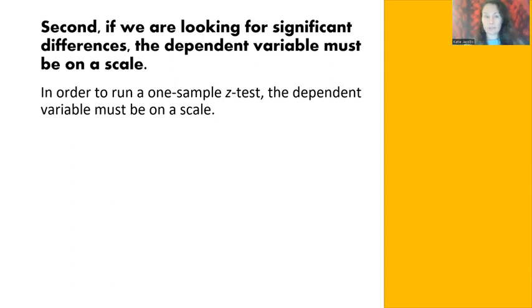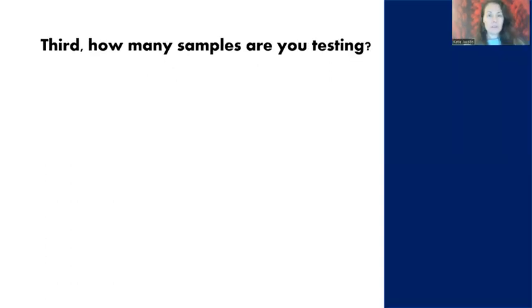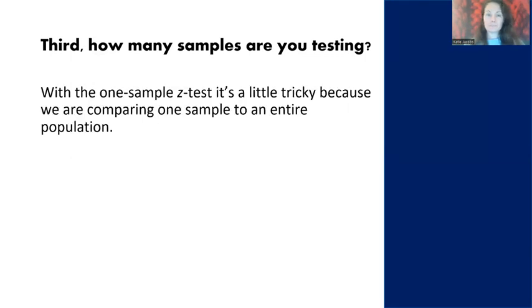Okay, so third, this one's a little bit tricky, but we always want to know how many samples are we testing. So with the one sample z-test, it's tricky because we're comparing one sample mean to a population mean. And that's actually not something that we'll do very frequently. In fact, you do this with the one sample z-test. You also do it with the one sample t-test. But this is one of the very few times we're actually doing something like this.